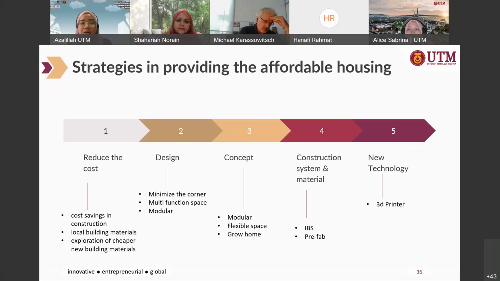And then another strategy for providing affordable housing in Malaysia is through the construction system and material. We can have IBS and also prefab. But in Malaysia, we do have IBS, but unfortunately, we do not enforce the use of IBS for providing public housing.